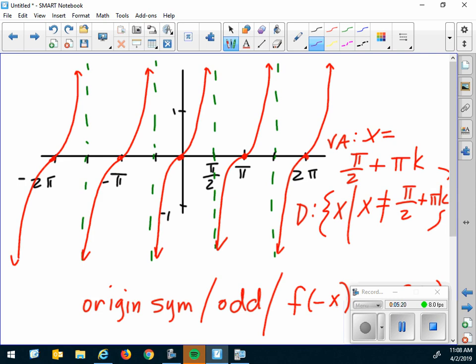On a subinterval, and I'm talking about between asymptotes, is that function always increasing, always decreasing, or doing a combination of the two? It's always increasing. So what you'll say is the function is increasing on each subinterval in its domain.